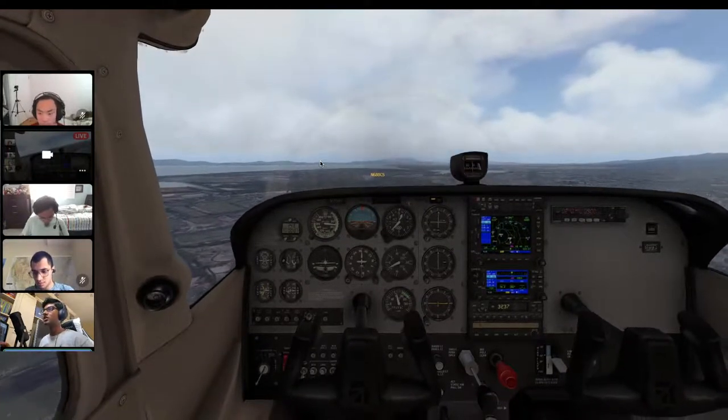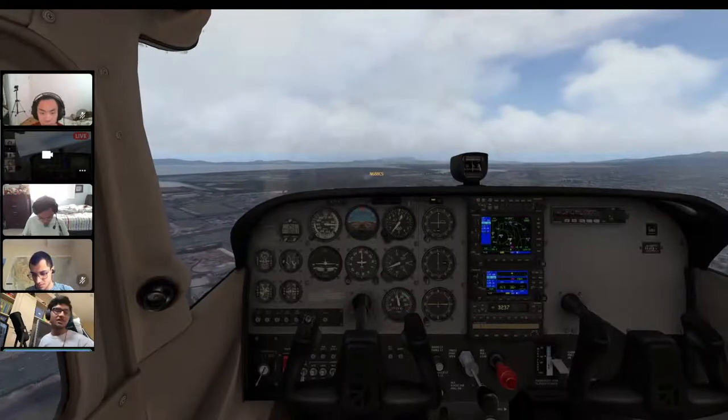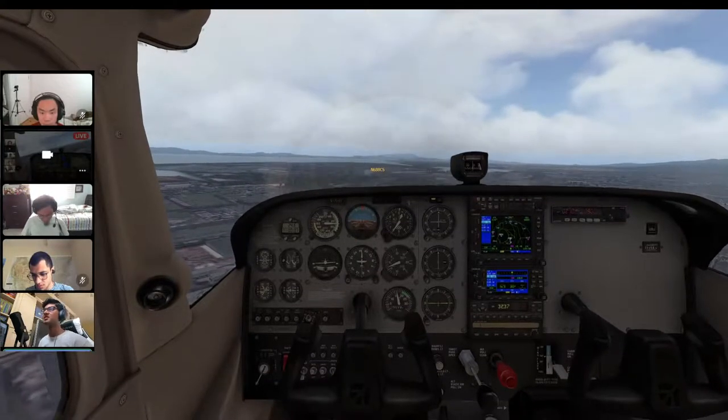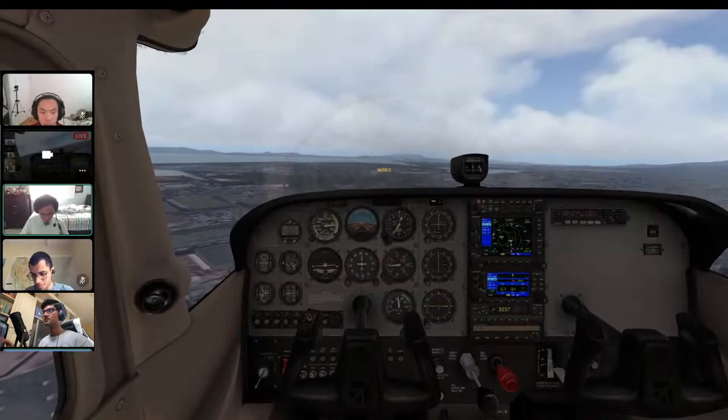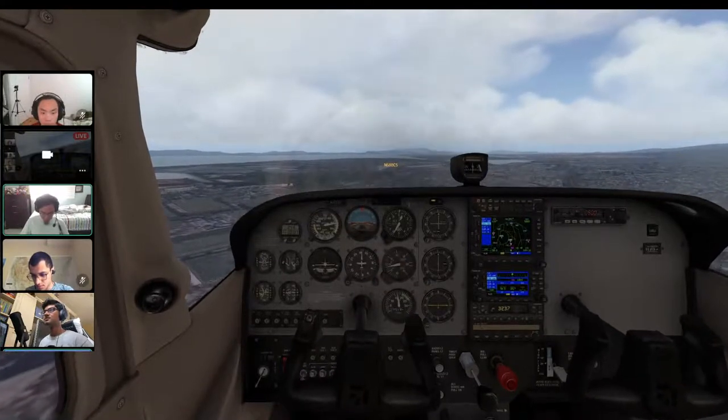So what does clear for the option mean, Steven? I'll have you go over clear for the option. What does that mean? So when you're cleared for the option, that means you can do... there are a couple things you can do.